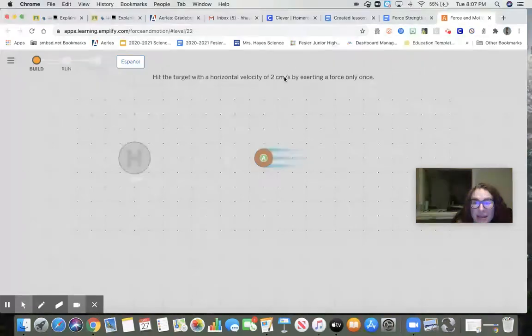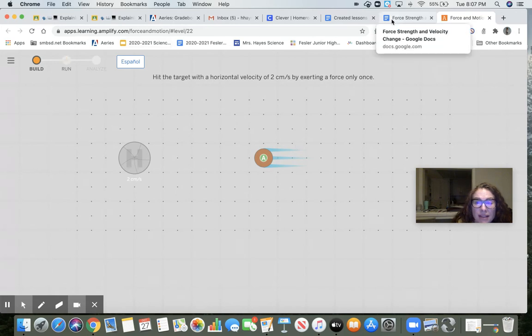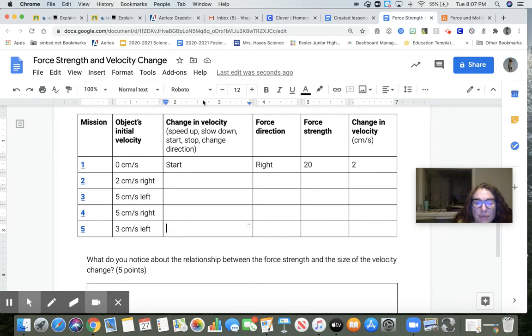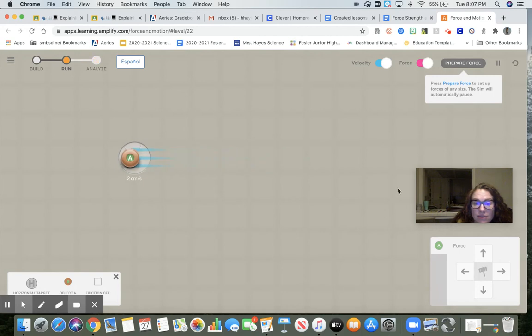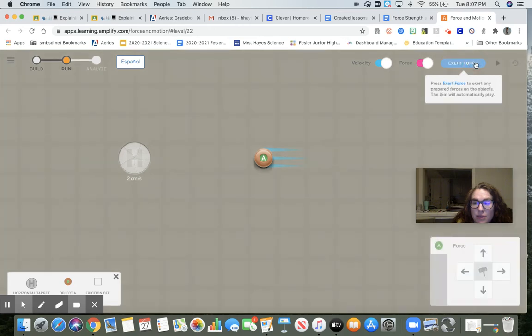So to get it a +2 from a negative, am I speeding up, slowing down, starting, stopping, or changing direction? I'm going from a negative to a positive. That's going to be a change in direction. Okay. So if I want it to change direction, I'm going to hit reset. I'm going to hit prepare force. So it is going to the left, and I want it to go to the right.